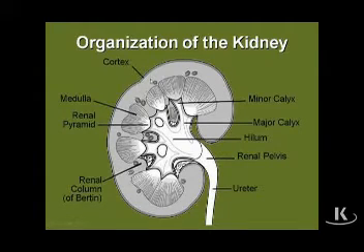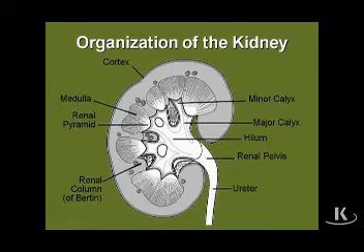The outer cortex is the major location of the glomeruli, the sites of filtration, basically, that form the ultrafiltrate that's going to be a major product of the kidney. The medulla contains mainly the loops of Henle and the extensions of the collecting ducts.